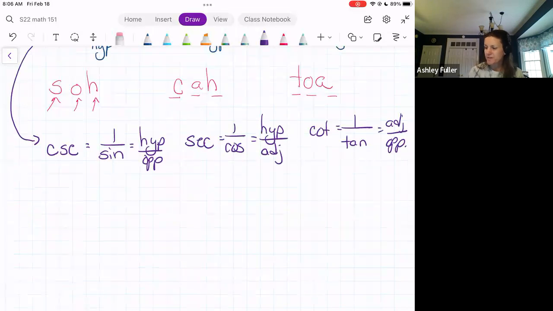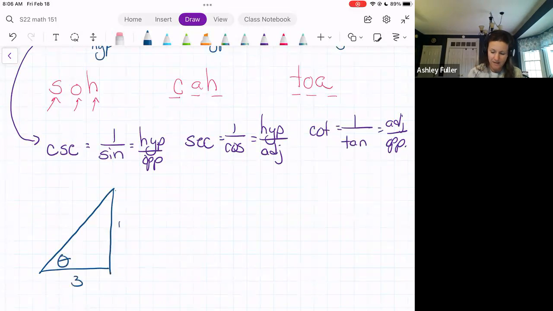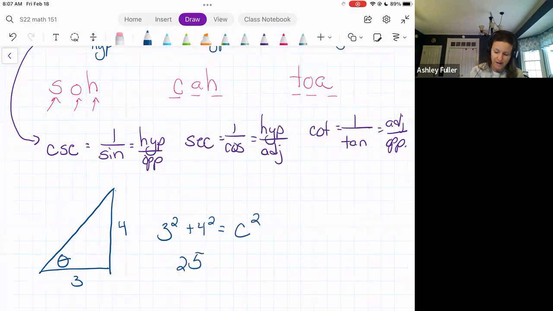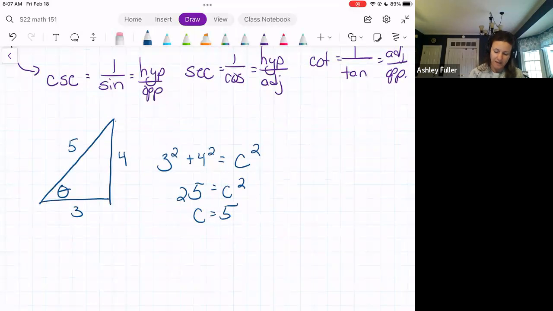For example, suppose that we have a triangle with this being theta and these sides 3 and 4. First of all, we can figure out the hypotenuse using the Pythagorean theorem. We know that 3 squared plus 4 squared is going to equal c squared. This gives us 25 equals c squared, or the hypotenuse length is 5. From this, we can then calculate our 6 trigonometric functions.